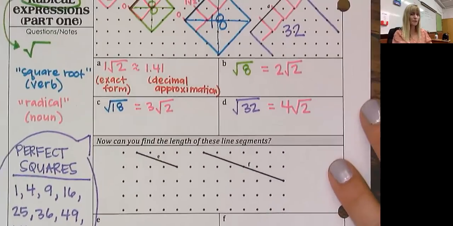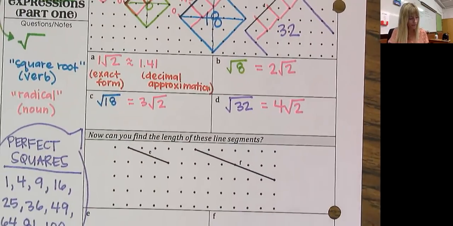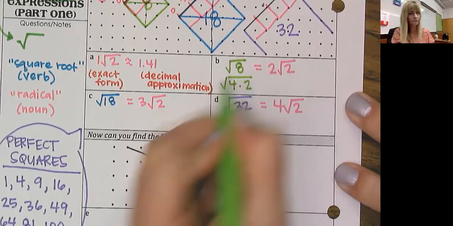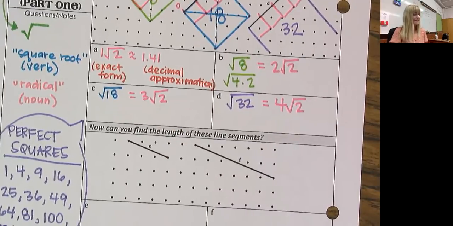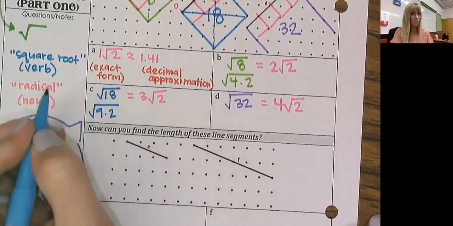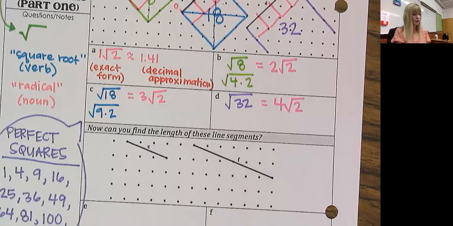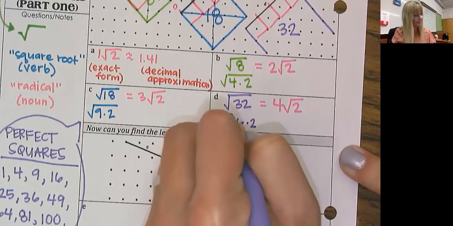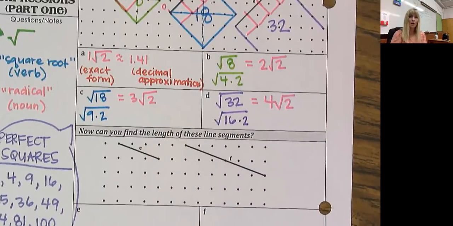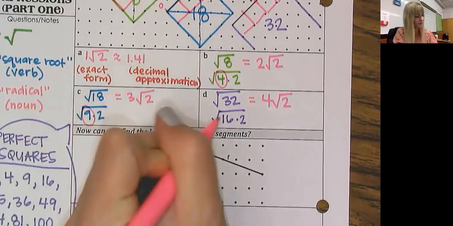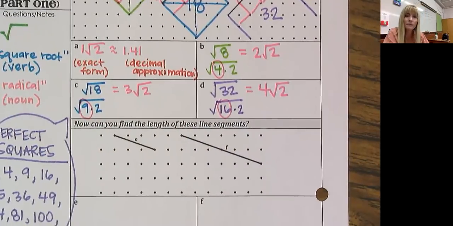Well, I'll come back up here for a moment. Watch this. 8 is the same as 4 times 2. 18 is the same as 9 times 2. And guess what? 32 is the same as 16 times 2. Look at these brilliant, beautiful, magical numbers right here. Do you see what they are?